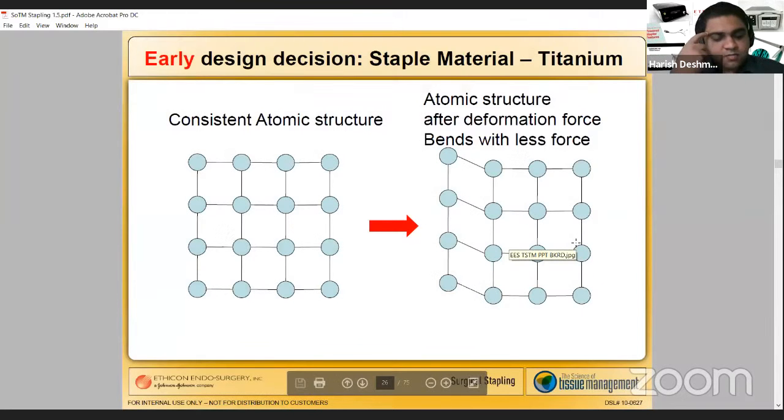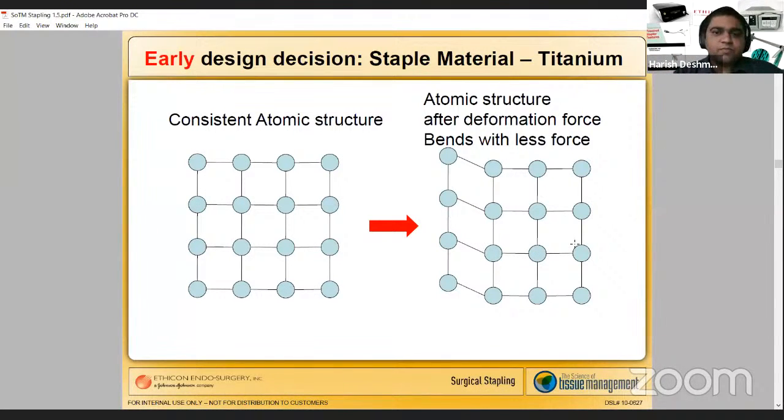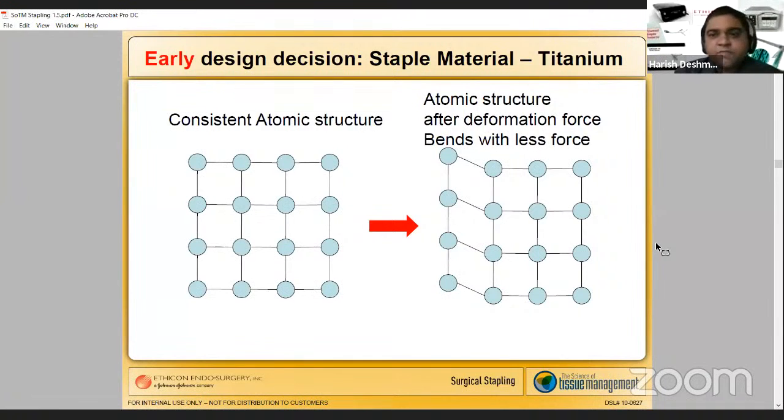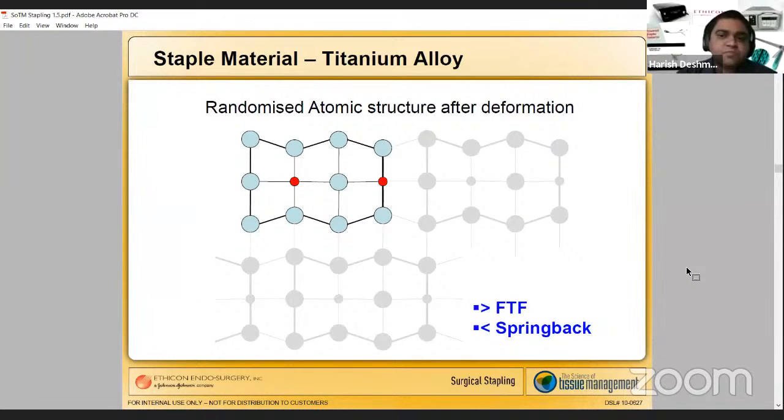Internet issue. So I think we were talking about the titanium material, basically staple material. So shall we go ahead? Yes. So the initial design of staplers was with the titanium material, but coming forward, we had titanium alloys.